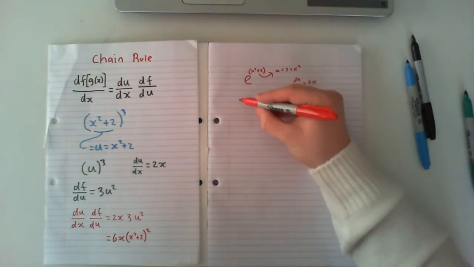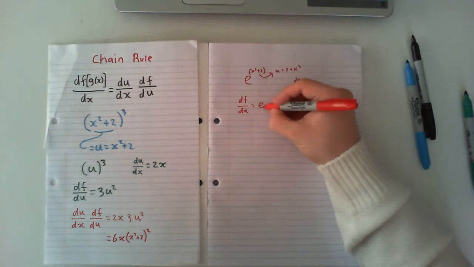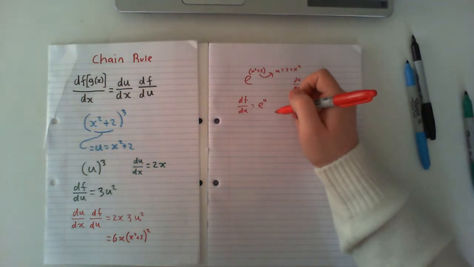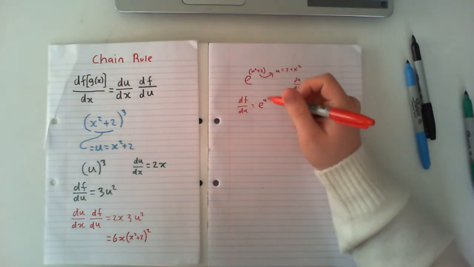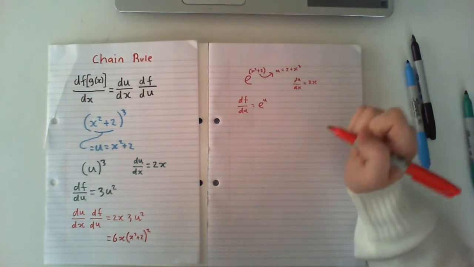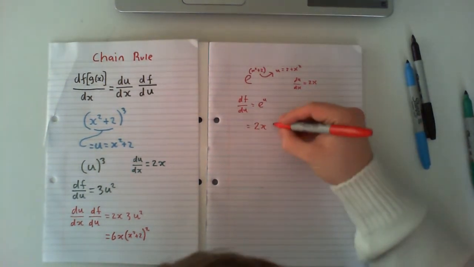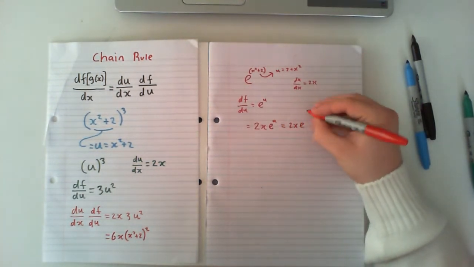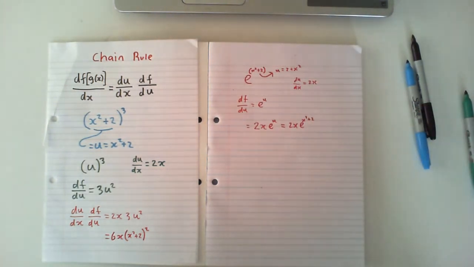And now we need to find our df by du. So if we've got e to the u, well, there's nothing in front of the u, so nothing happens to it. So that is our derivative of e to the u. And now we just multiply these two together, and we have 2x e to the u, and we put our u back in, so we have 2x e to the x squared plus 2. And that's another example there.